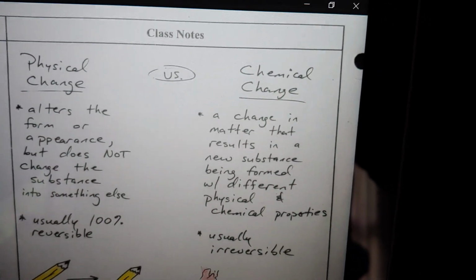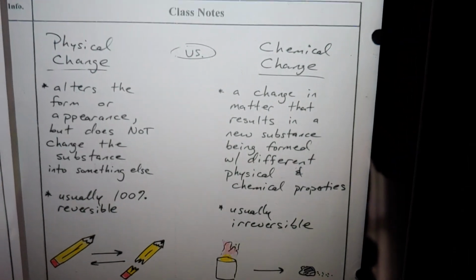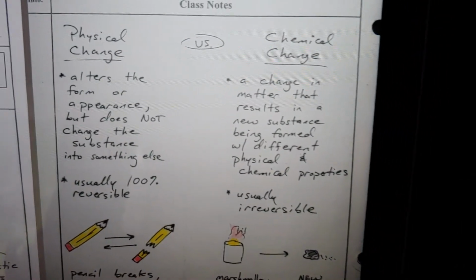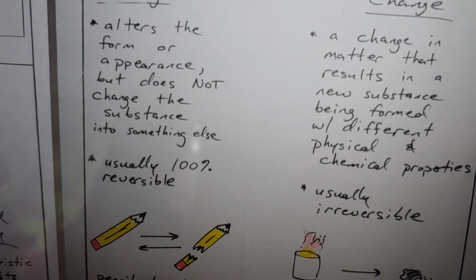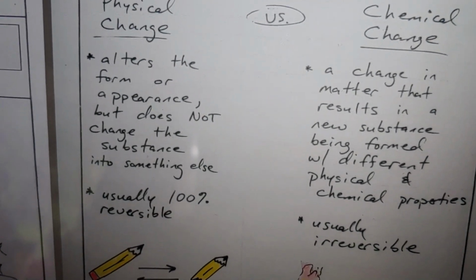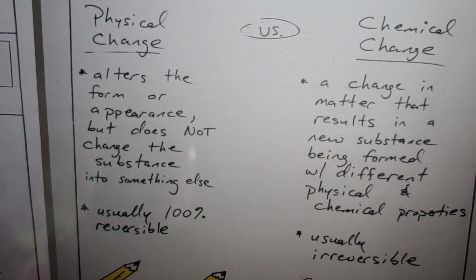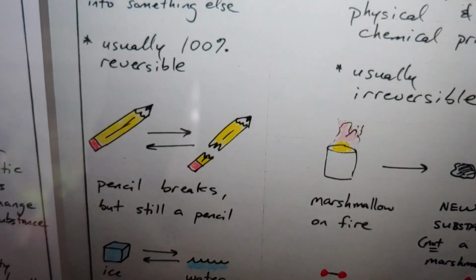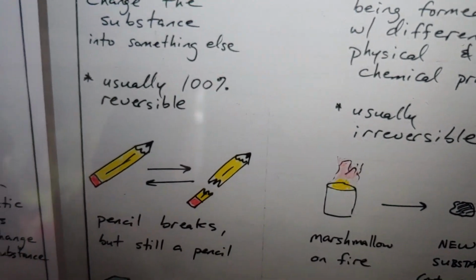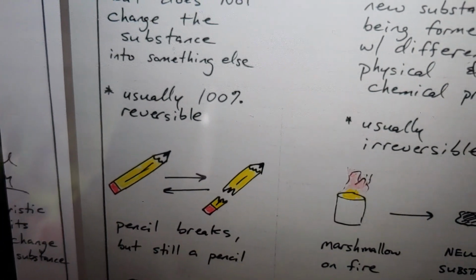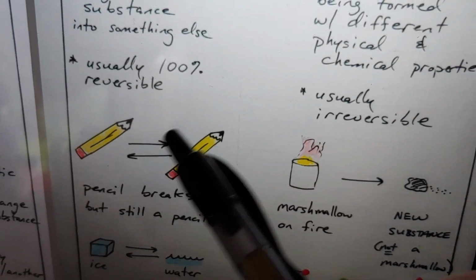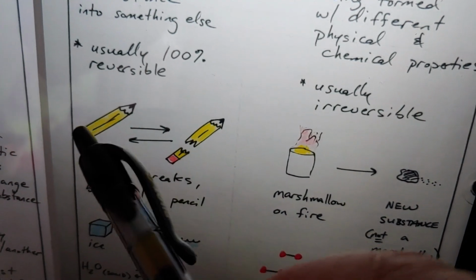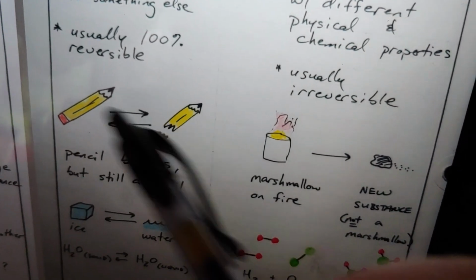Okay, next slide, continued. We're still talking about physical and chemical changes. A physical change could alter the way something looks, but it doesn't change the substance into something else. For example, this pencil. If I break the pencil, I change the way it looks, and it's still a pencil. Even though it's a broken piece of pencil, you might be thinking, well, if you broke it, it's never going to be the same again.